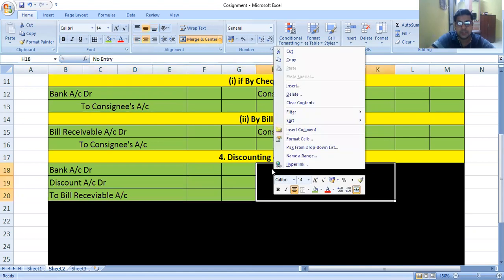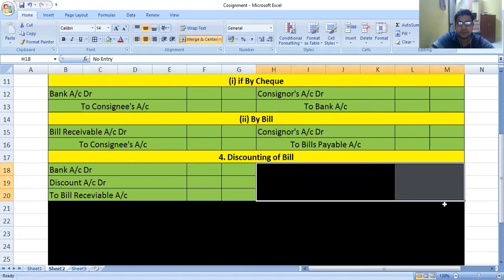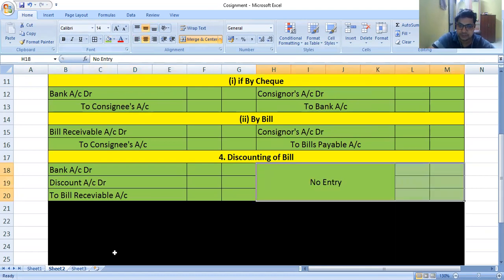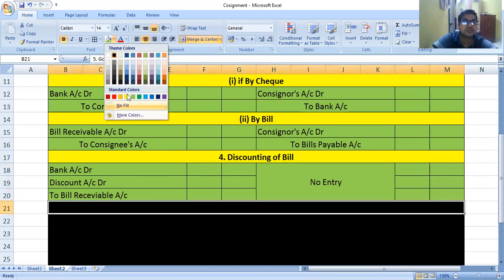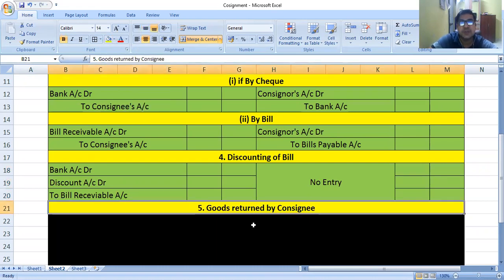What about in the books of consignee? As usual, no entry. In the books of consignee, no entry whenever the bill is discounted by bank. Then friends, next, goods returned by consignee.